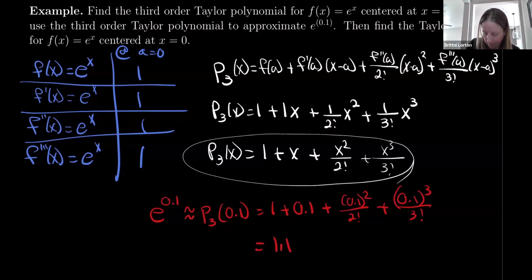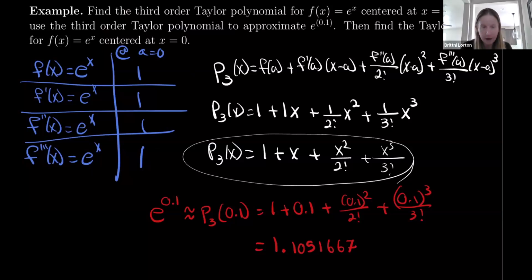I got, oh, sorry. That's not what I got. Let me try that again. I got 1.1051667. If you're willing to trust, I did type it into my calculator. Of course, there's a million ways you can go about doing that, but okay.